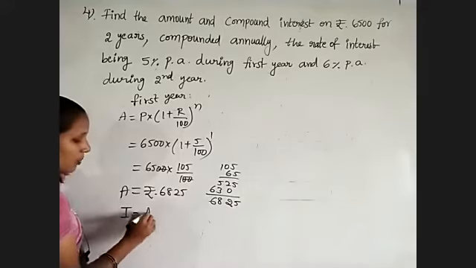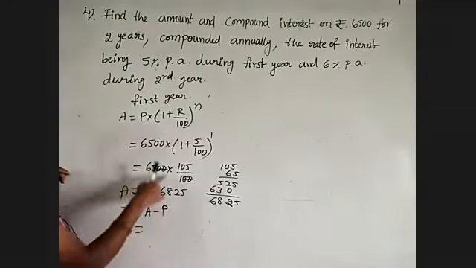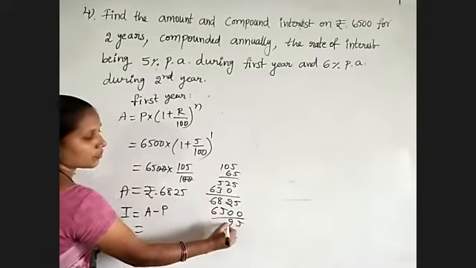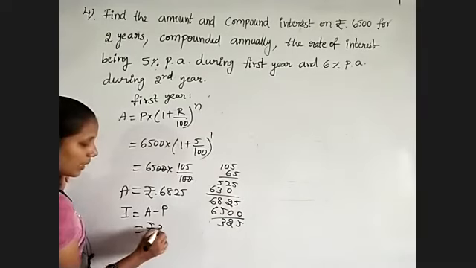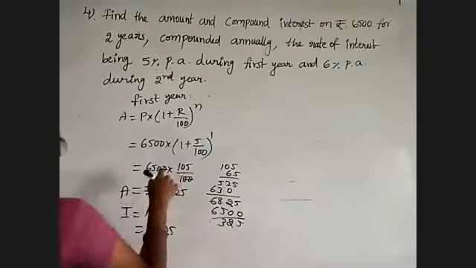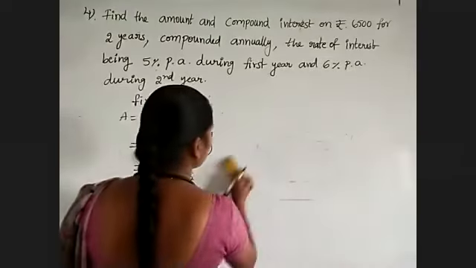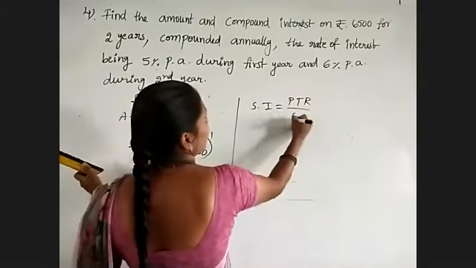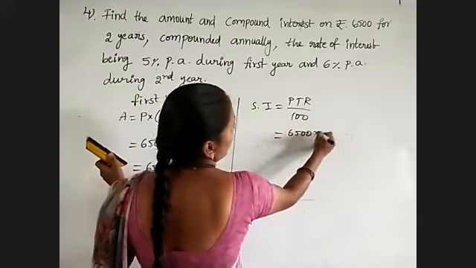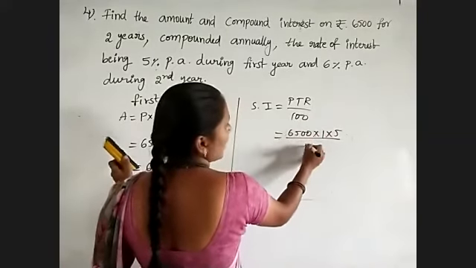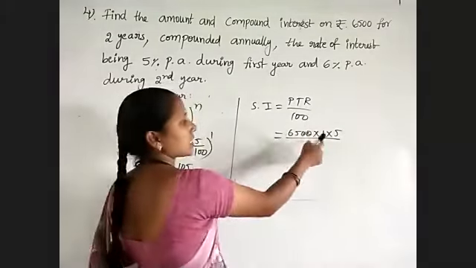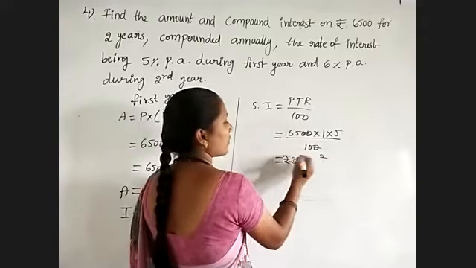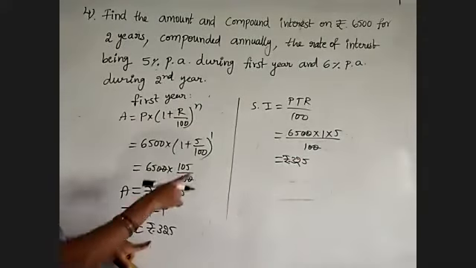Interest will be equal to amount minus principal, which will be equal to 6,825 minus 6,500, which is equal to 325. 325 will be the interest during the first year. Same thing, check by taking the simple interest. PTR by 100. So P value is 6,500, T value is 1 year, rate of interest is 5 for first year, and by 100. 2 zeros will get cancelled. 65 into 5, 5 5s are 25, 5 6s are 30 plus 2, 32. 325 is the interest.